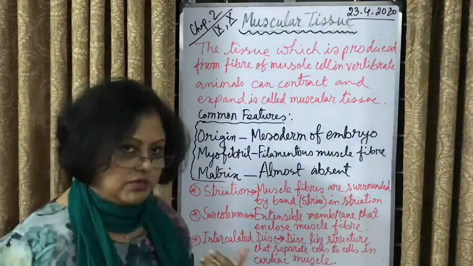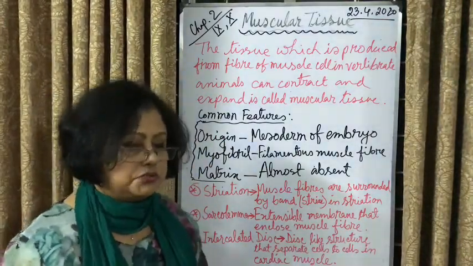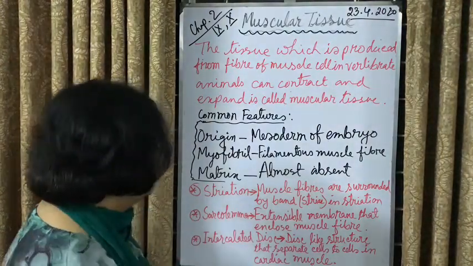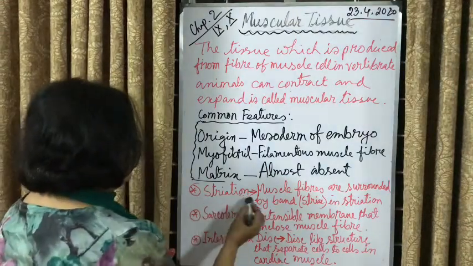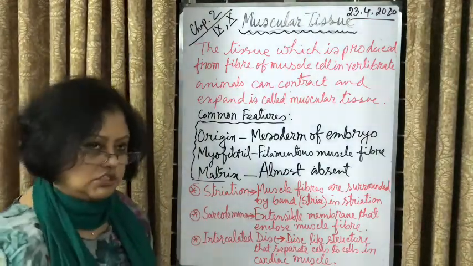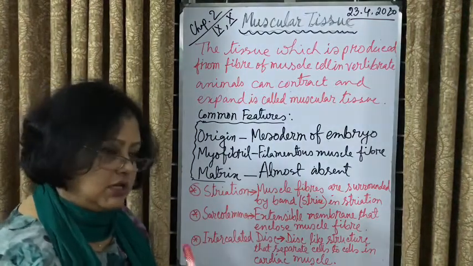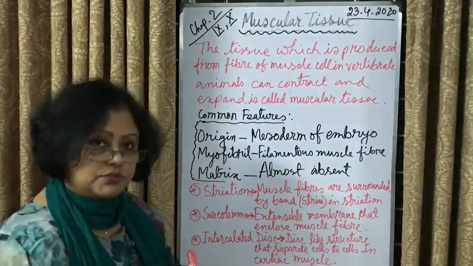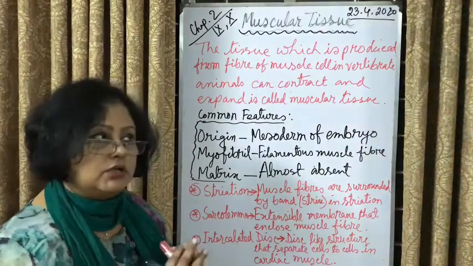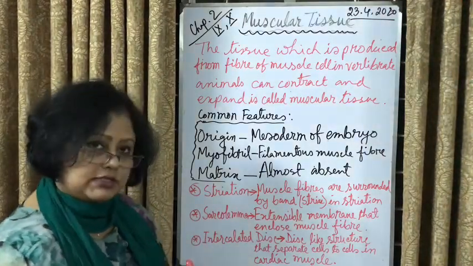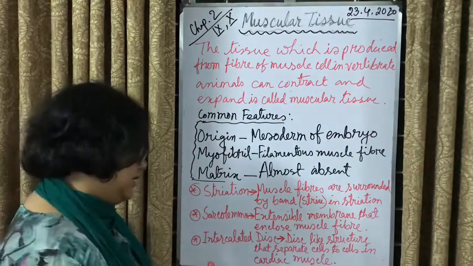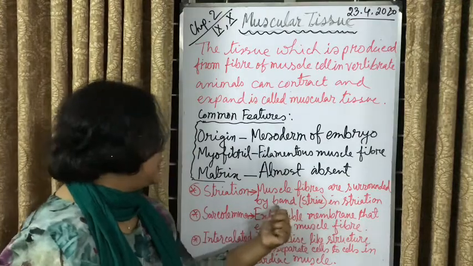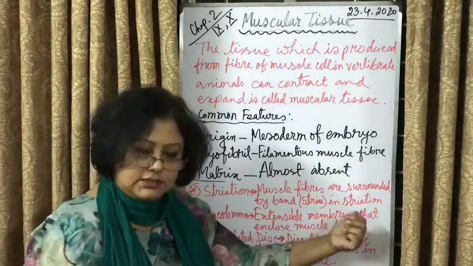Now to know about the 3 types of muscular tissues, some terms are very important. What are those? See here first, striation. What is striation? Striae is a band. When many tissues or cells group together, they have to be held together, and there is a band-like structure holding them together, that is called striae. And these muscle fibers are surrounded by a band, that is called striation.